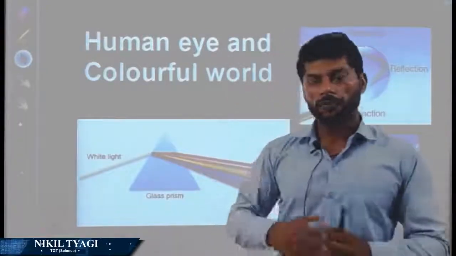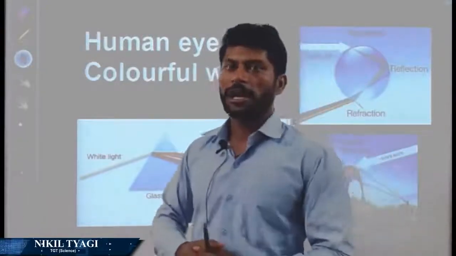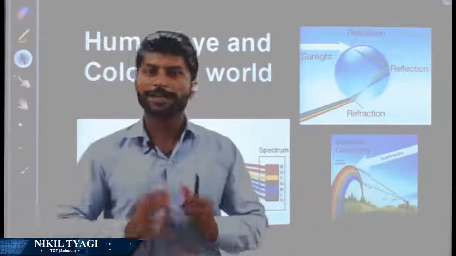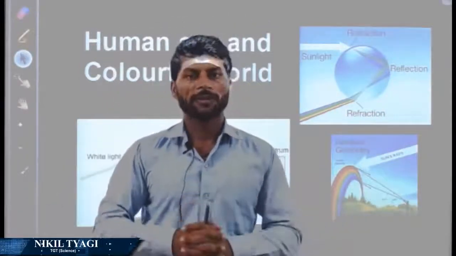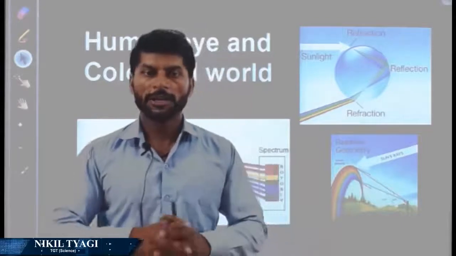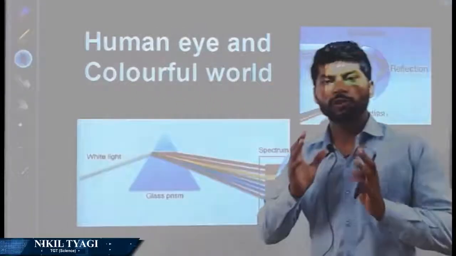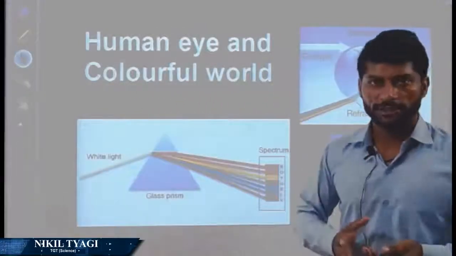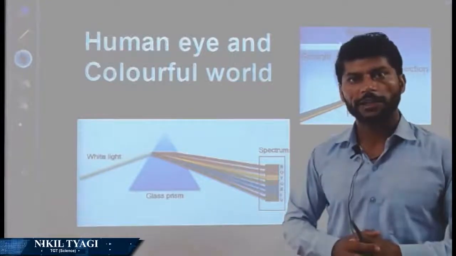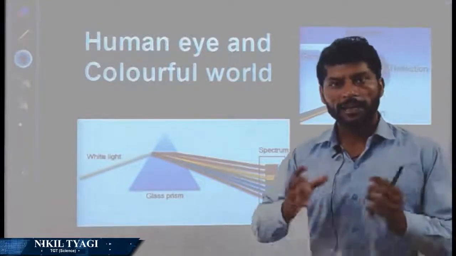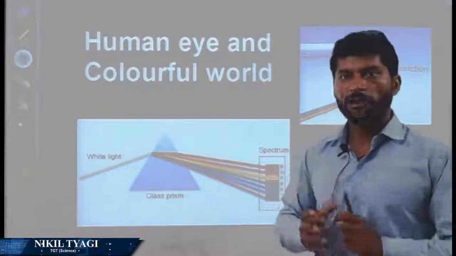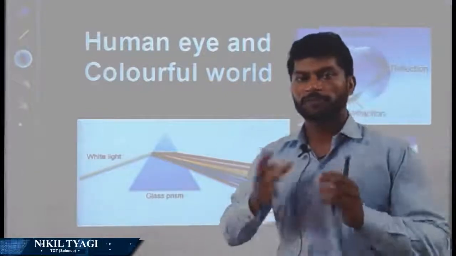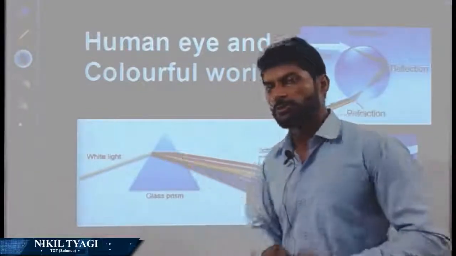We will start from colorful world, the second half of the chapter, and the very first topic for today is refraction of light through a glass slab. We know that when light passes from one medium to another medium, the direction of light changes. That is known as refraction of light. So how does the light ray bend when it passes through a rectangular glass slab? We will cover that topic. So let's begin without wasting time.